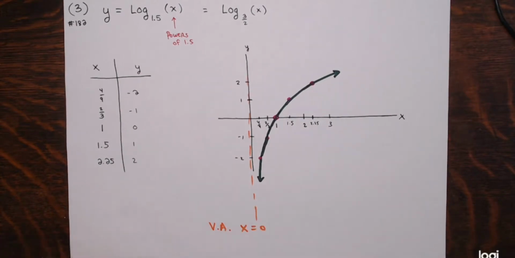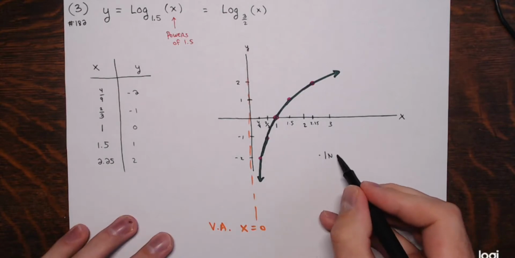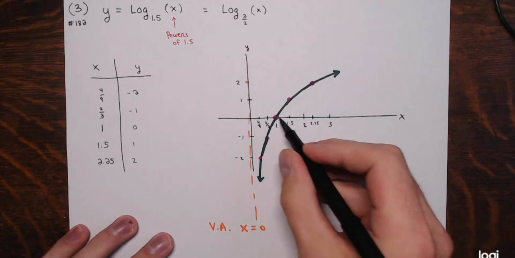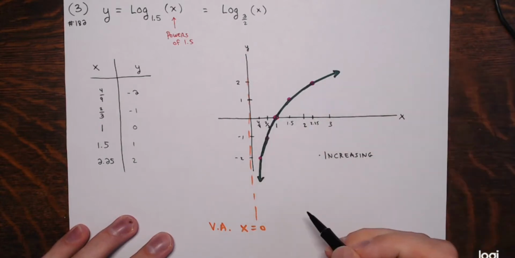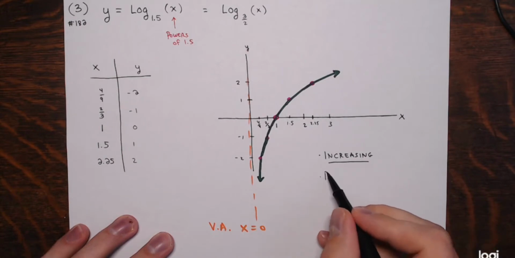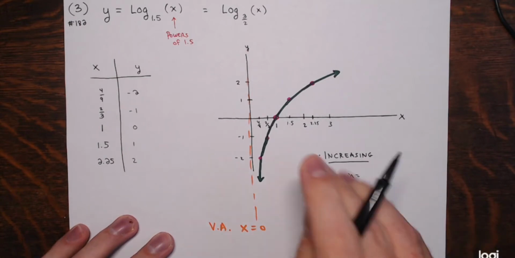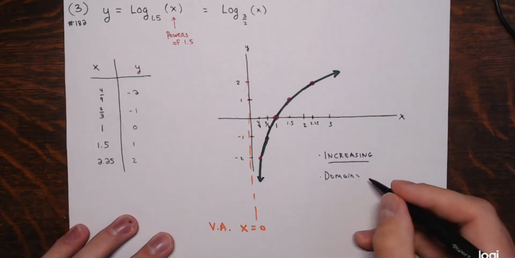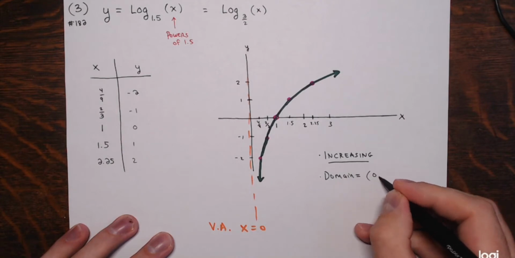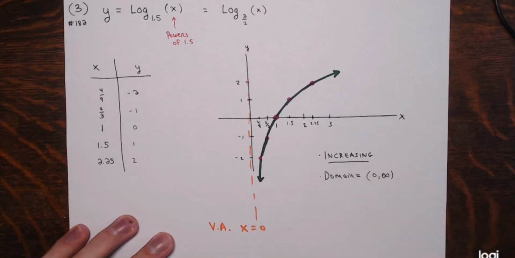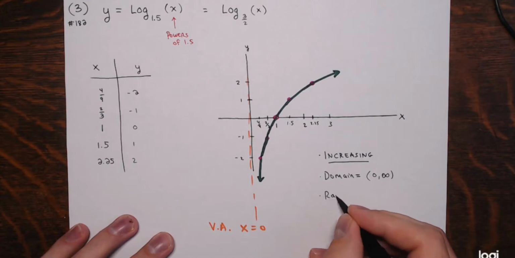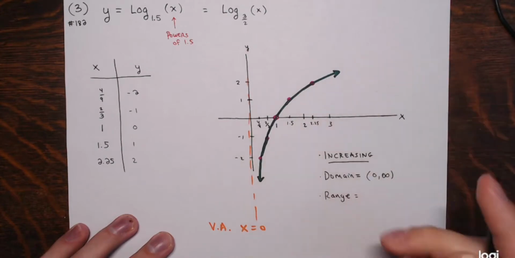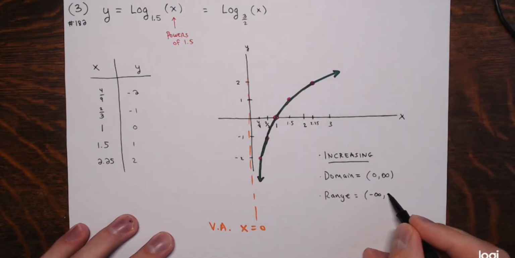All right, and then once again, the function is increasing. See, as you move to the right, the graph is going up, right? The outputs are increasing. The domain is only positive numbers, right? You can only plug in positive numbers to a logarithm and get a real number output. So from 0 to infinity again, but not including 0. The range is once again all real numbers, right? It's going down forever, up forever. So all real numbers, negative infinity to infinity.